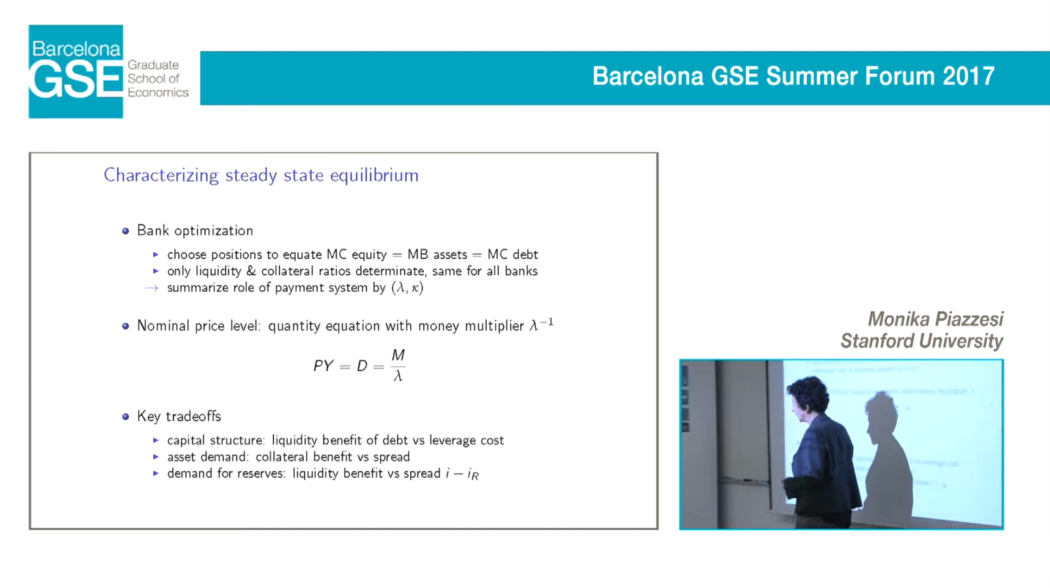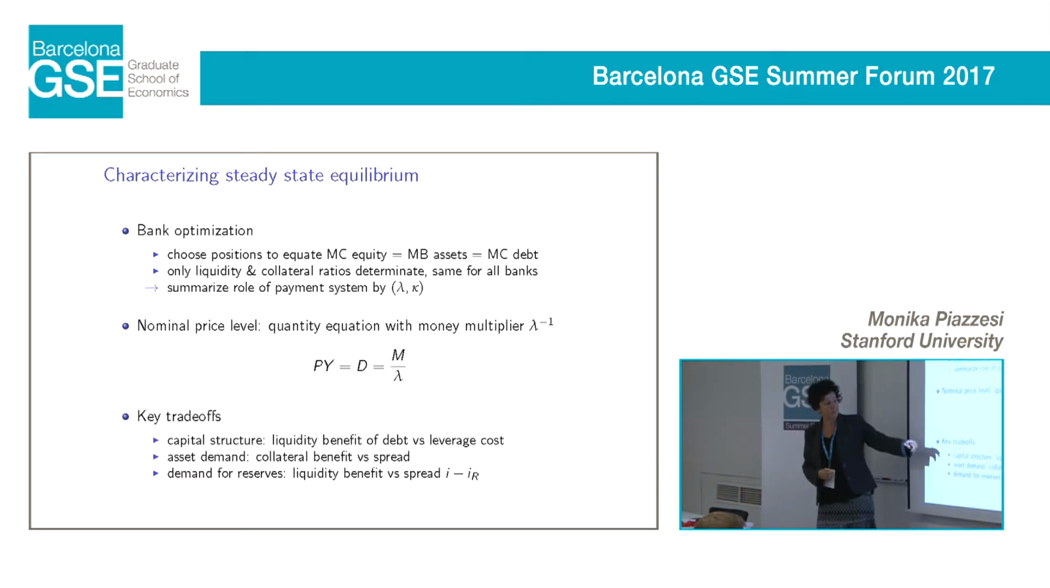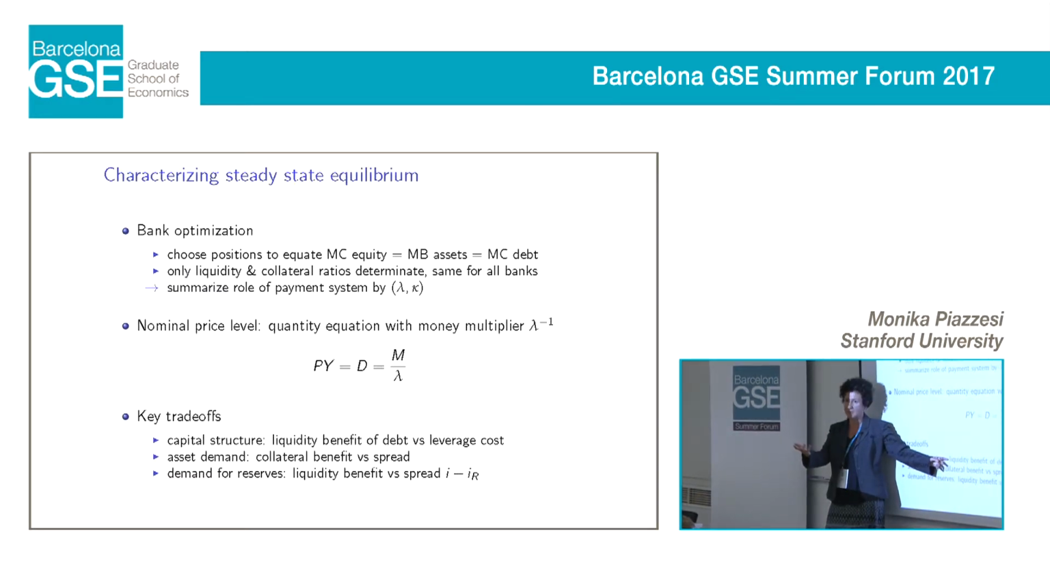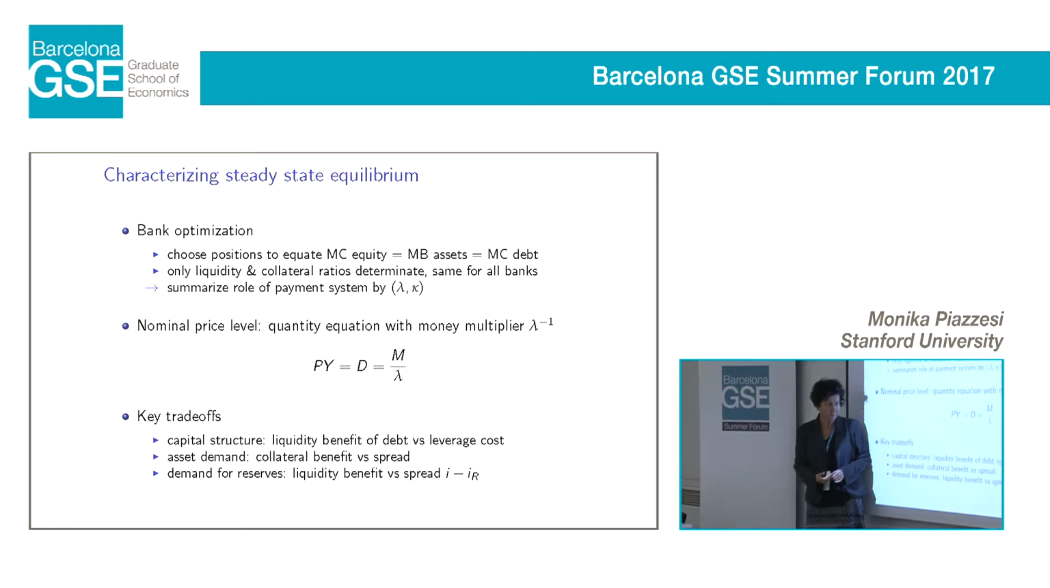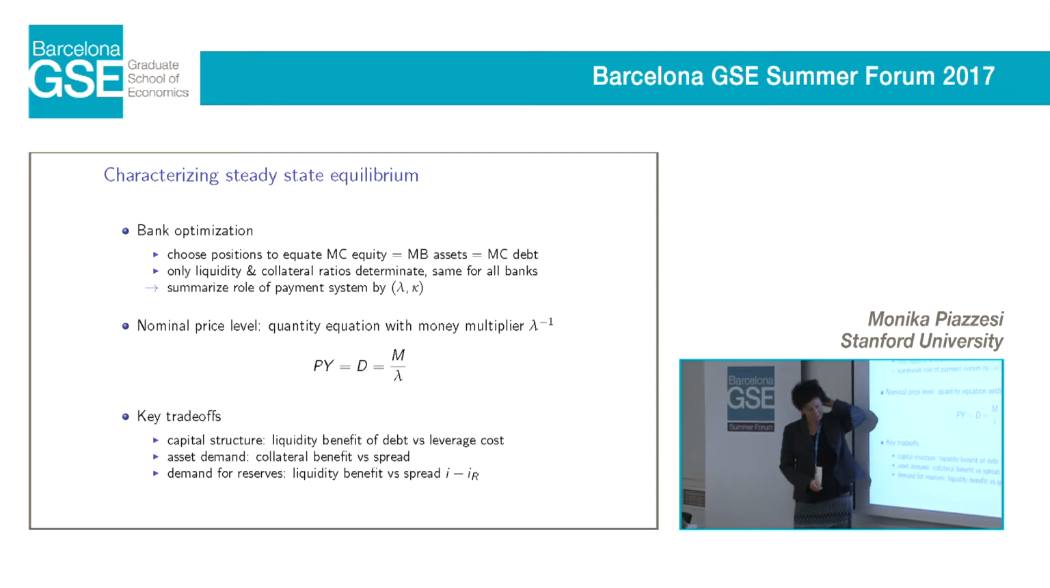So what are the key trade-offs in this model? The capital structure choice that banks make has to trade off the liquidity benefit of debt, because it provides liquidity to households in making payments, versus leverage costs. The more deposits they issue, the higher leverage cost they have. And then, to the extent that they like holding assets because it provides them collateral benefits, that's going to generate a spread on these assets. So that's going to incorporate a collateral premium.